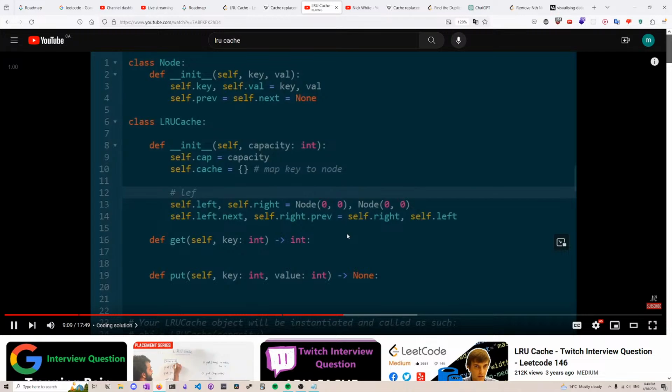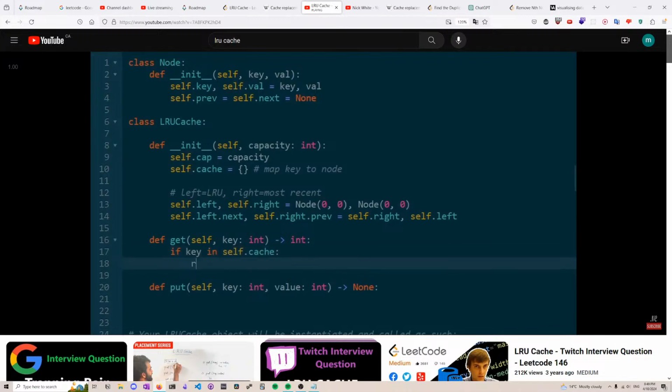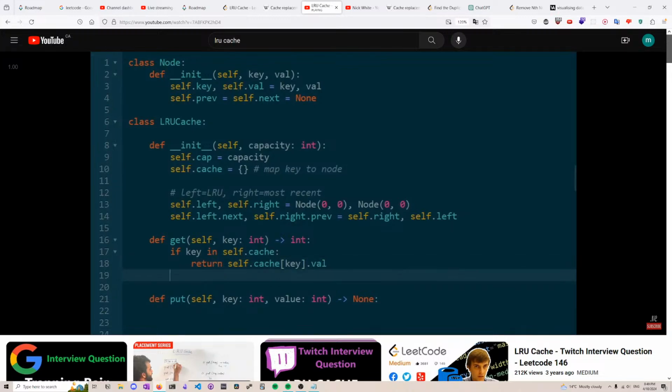And remember, left is going to help us find the least recently used, and right is going to be the most recent. So now let's start with our get function, because it's mostly straightforward. If the key exists, so if the key is in our cache, then we can return that value, right? So we can return self.cache of key. Now this tells us the node, remember, because each key is mapped to a node. So to get the value, we can just do .val. And of course, if it doesn't exist, they wanted us to just return -1.